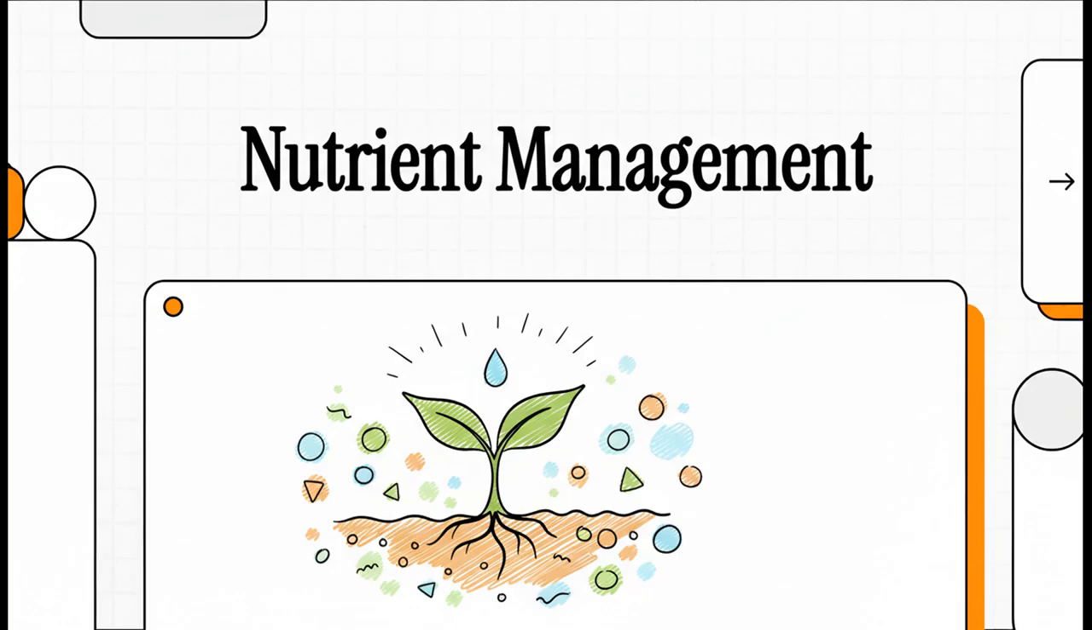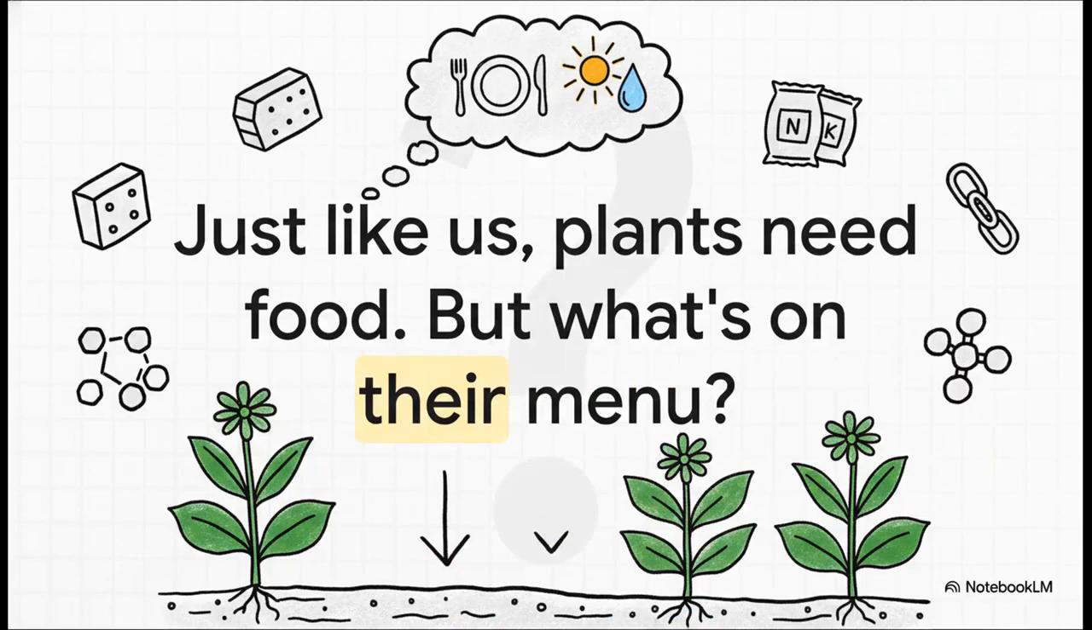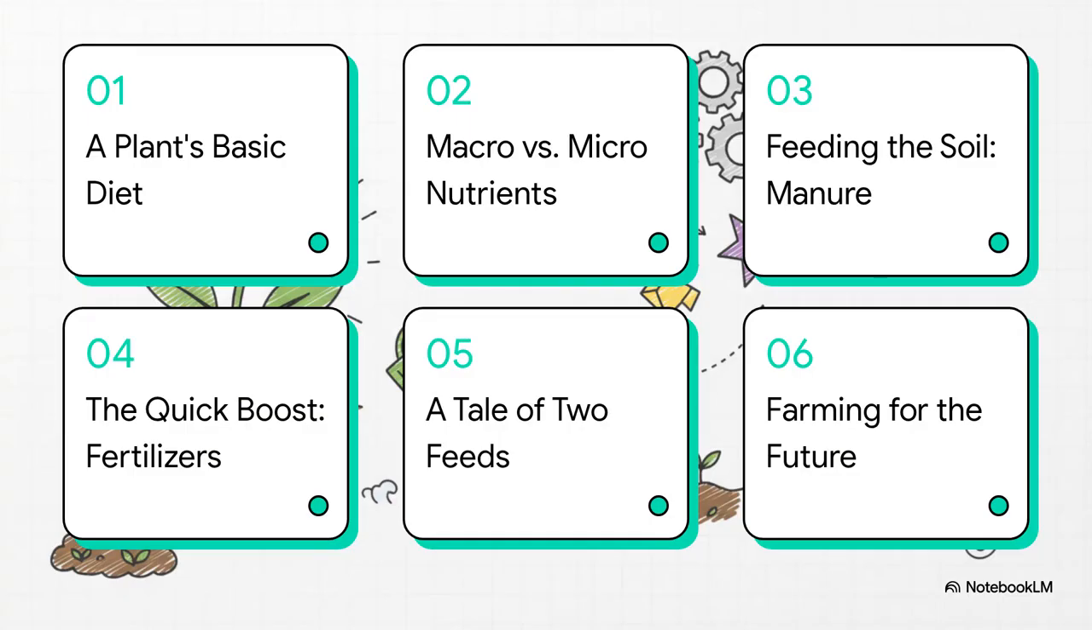So, let's begin. Just like us, plants need food to grow. You ate your breakfast or your lunch today to get energy, isn't it? Well, plants are living beings too, and they need their own special diet. But the thing is, they can't exactly go to the kitchen and make a meal. So the big question is, what exactly is on their menu? Where do they get their food from? Let's find out.